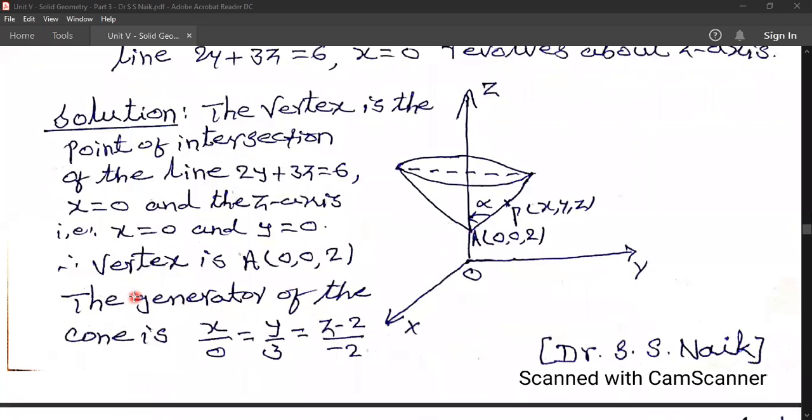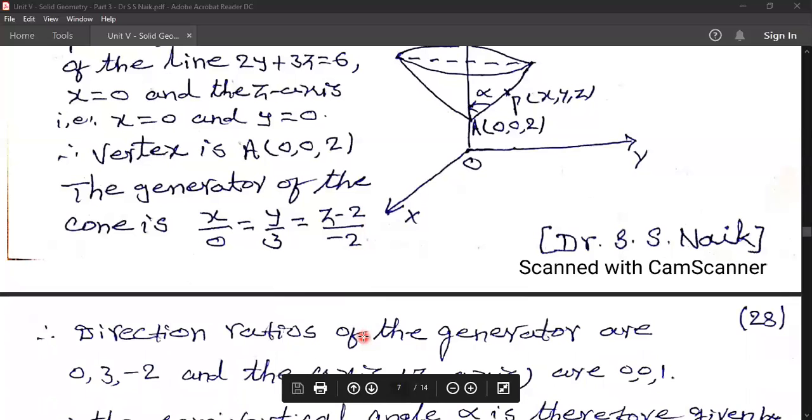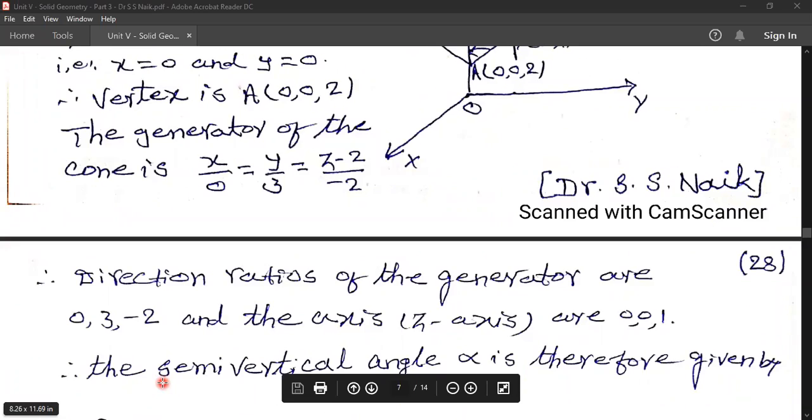And the generator of the cone is x/0 = y/3 = (z - 2)/(-2). Then when you go on simplifying, you see that the direction ratios of the generator are the denominators, that is 0, 3 and -2, and the axis is the z axis. The DRs of the z axis are 0, 0, 1.